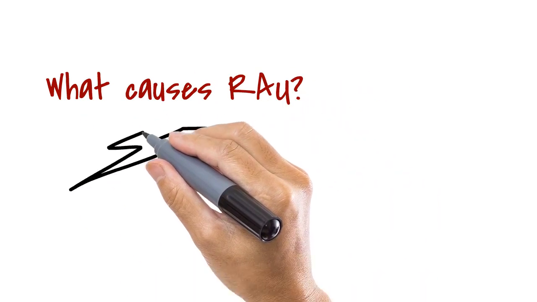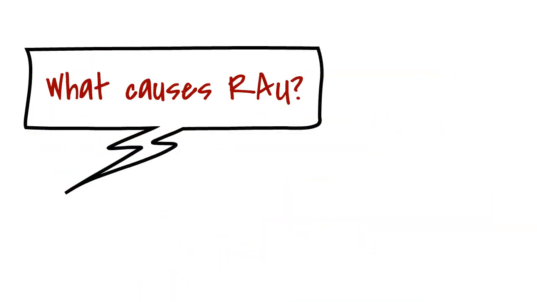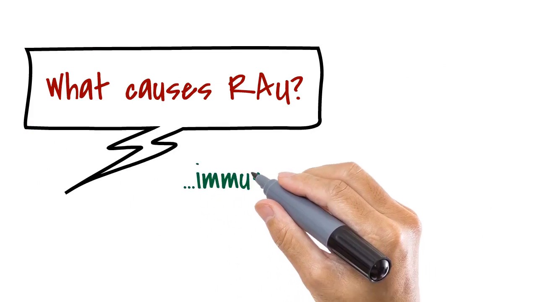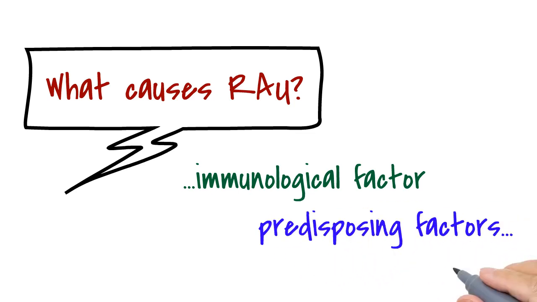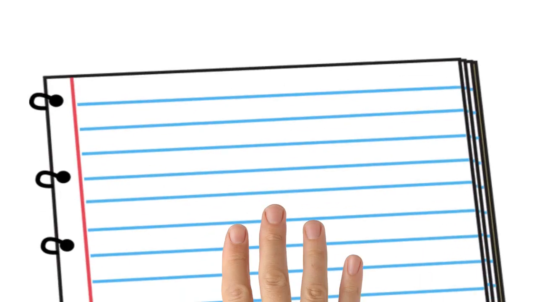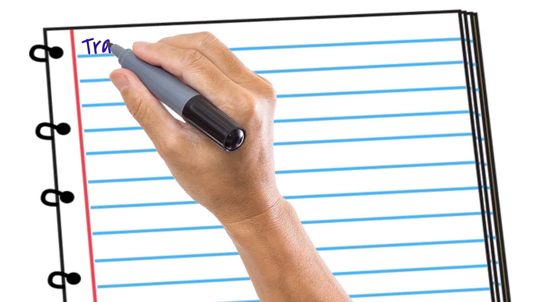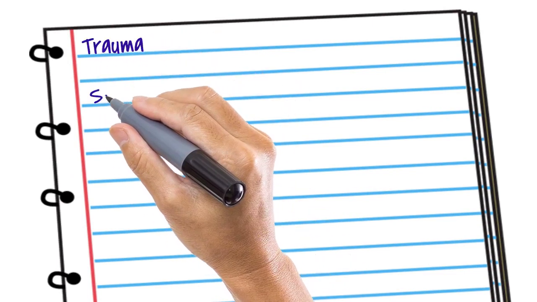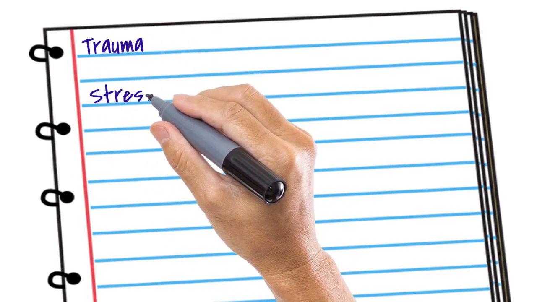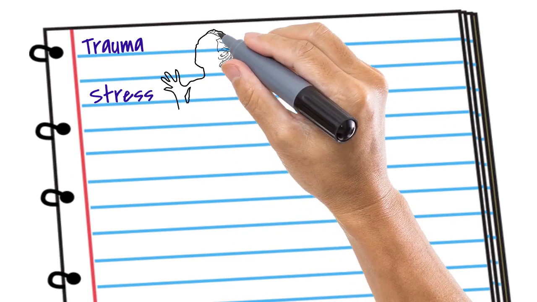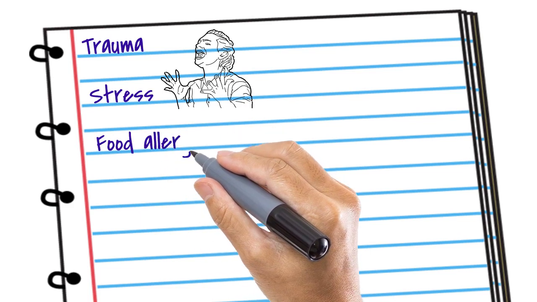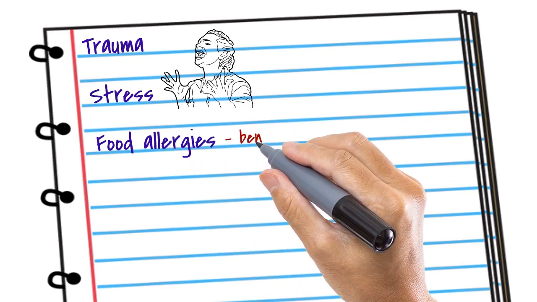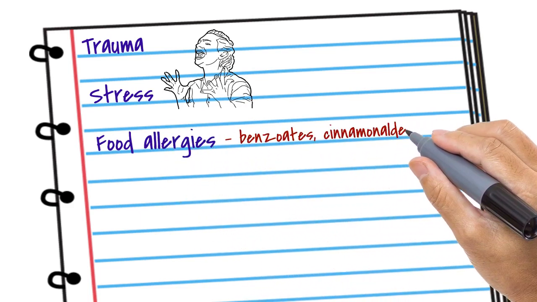So what causes recurrent aphthous ulceration? The cause is unknown, but there is likely to be an immunological factor involved. We do know that there are a number of underlying or predisposing factors involved, which we'll talk through now. So trauma is one of them. Stress. It's been found that the frequency and severity of recurrent aphthous ulceration can increase during stressful periods. Food allergies, so food additives like benzoates and flavouring agents.